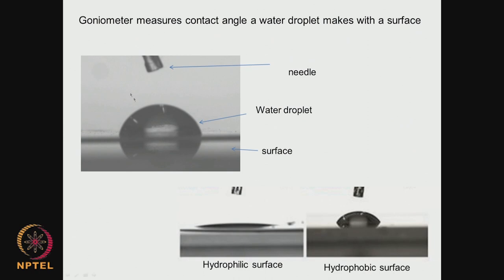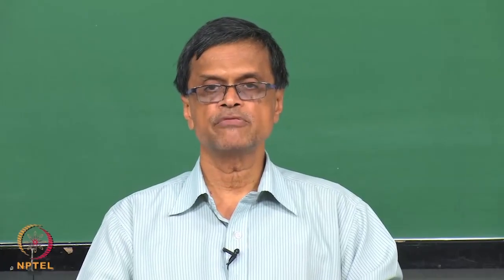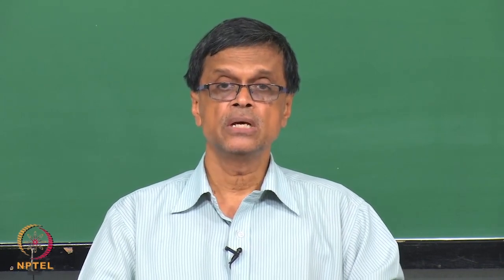For example, there is an instrument called a goniometer. It measures the contact angle a water droplet makes with the surface. So look at this. A water droplet is slowly placed on a surface. This is a surface, and this is a needle which puts in water. The water falls in. So then what do you do? The angle that is made is measured, and from the angle one can tell whether the surface is hydrophilic or hydrophobic. Then we can also calculate surface energy, so many things.